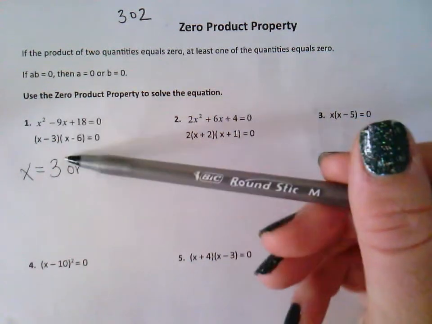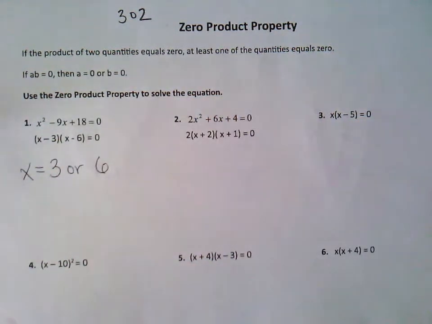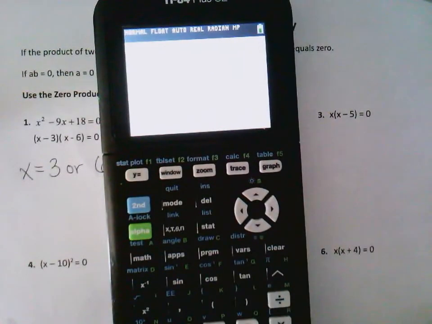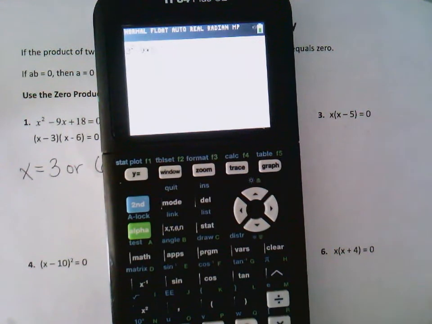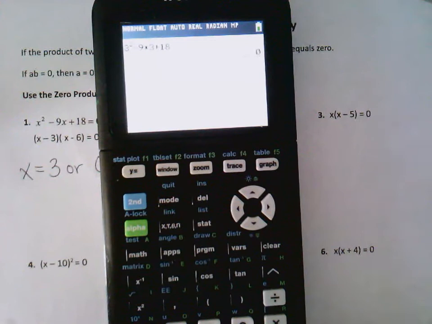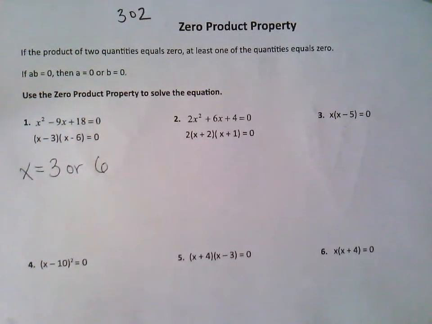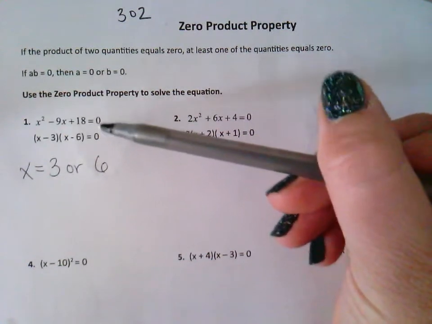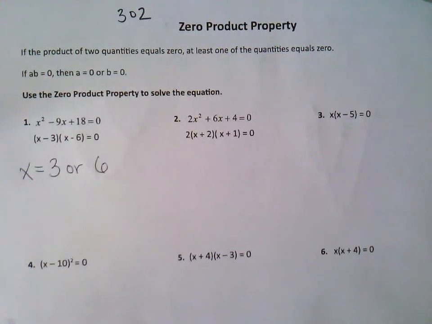If I plug 3 in up here in this top equation, just to check that it works, I would do 3 squared minus 9 times 3 plus 18. Voila, comes out to 0. And if I plug in 6, 6 squared minus 9 times 6 plus 18 comes out to 0. So I was able to get the two solutions very quickly in factored form. I would have had to guess and check a long time in standard form.